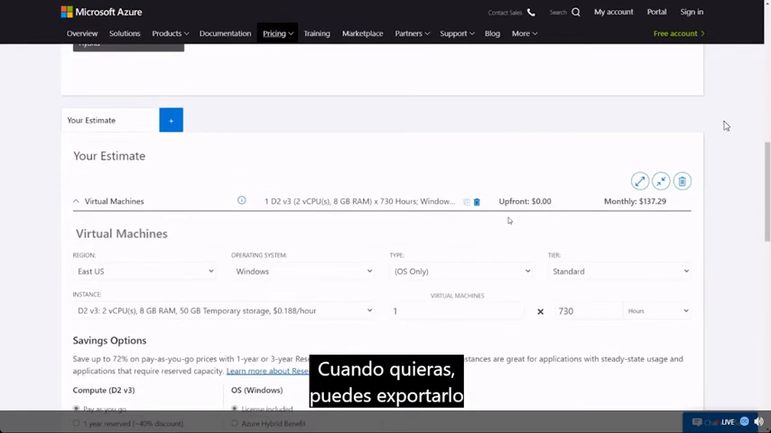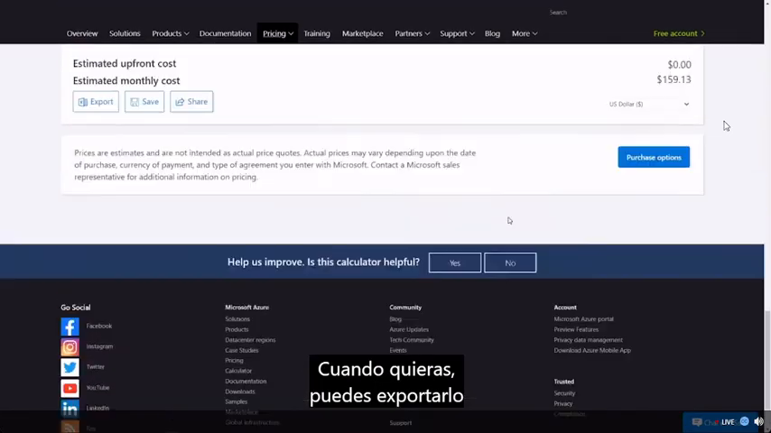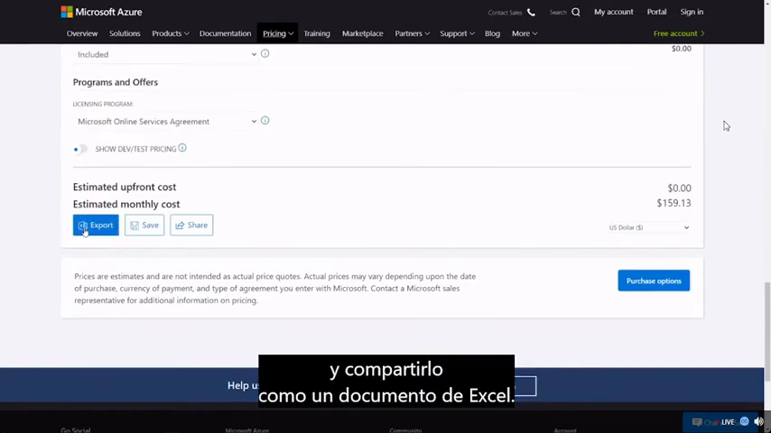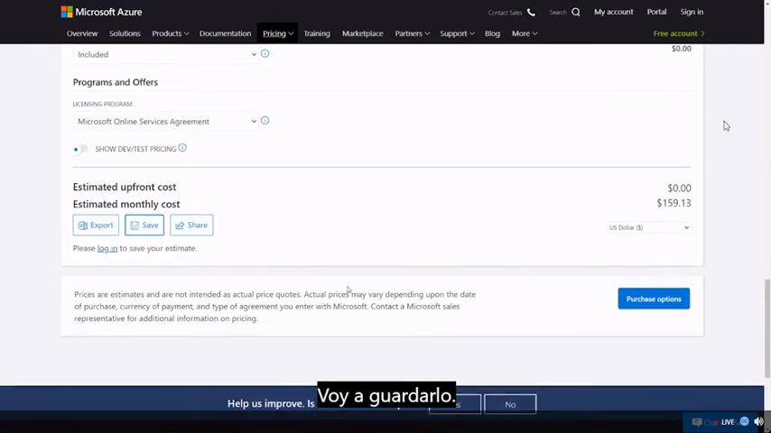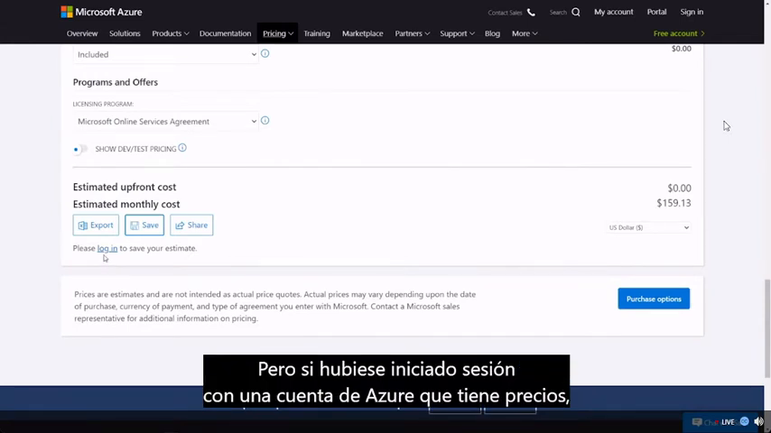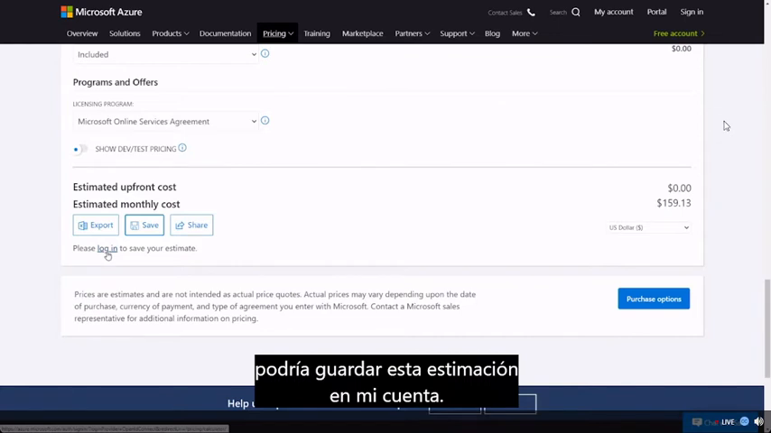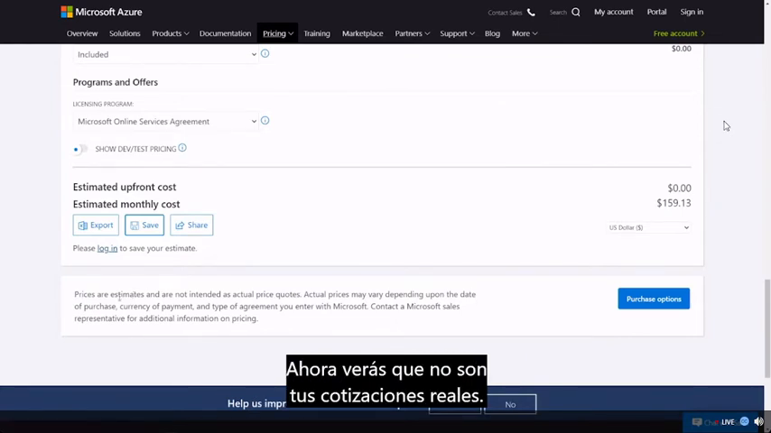Now, when you want, you can actually export this and share it as an Excel document. You can share it with others on your team. So I'm just going to go ahead and hit save. Oh, I'm not logged in. But if I was logged in with an Azure account that has pricing, I can actually save this estimate to my account.